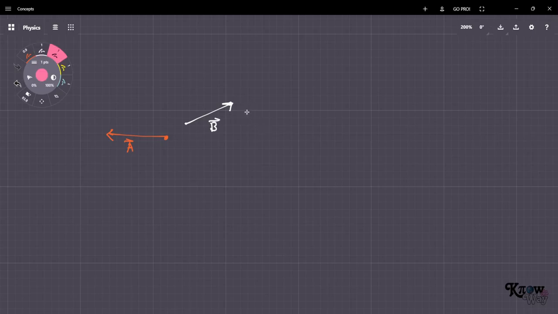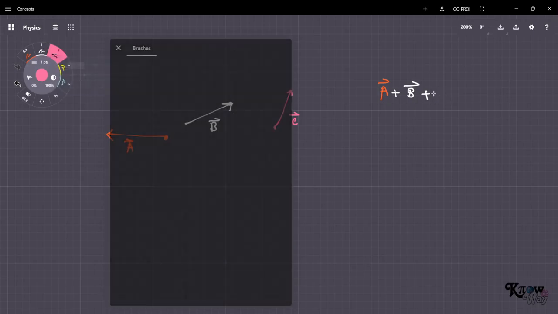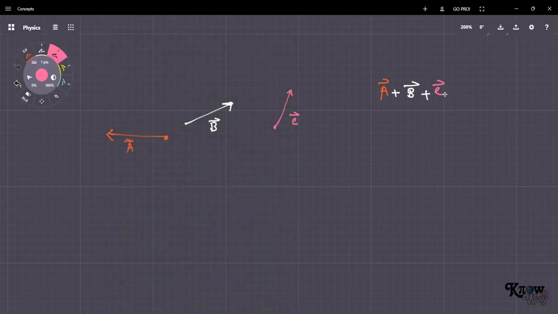And then I say we have another vector here. Let's add some plot twist to the story. There's a vector C right over here. Now my question is, what is A plus B plus C over here? What is this? And also I want to find out what is B plus A plus C over here. You get the point.